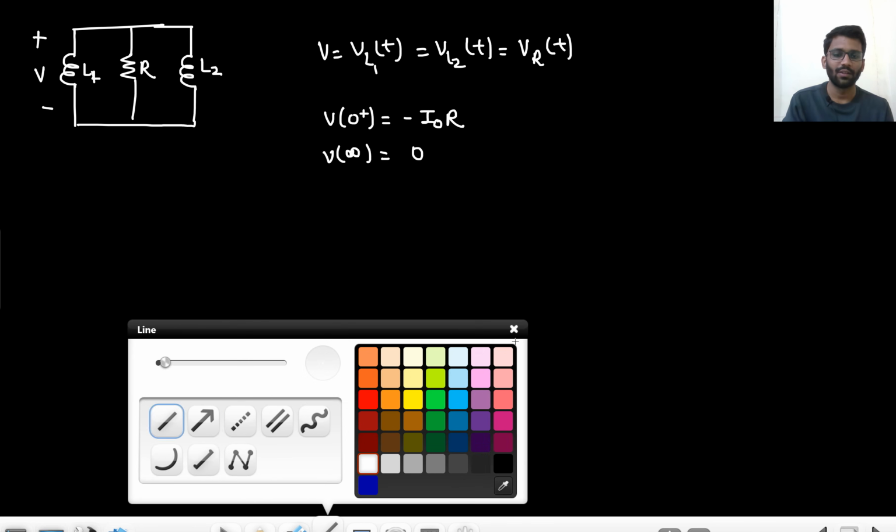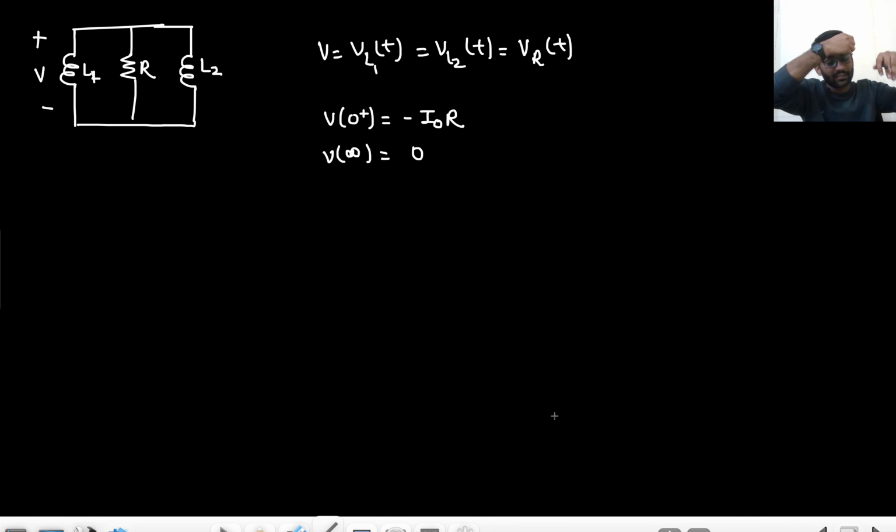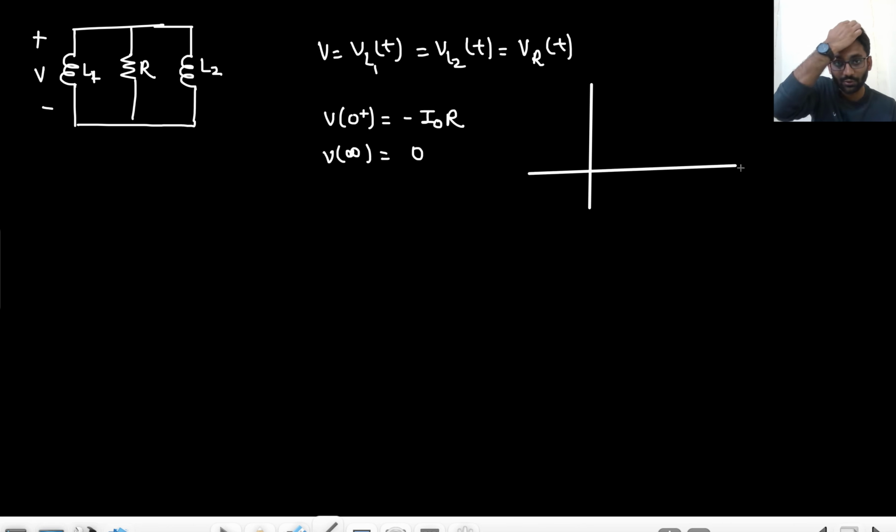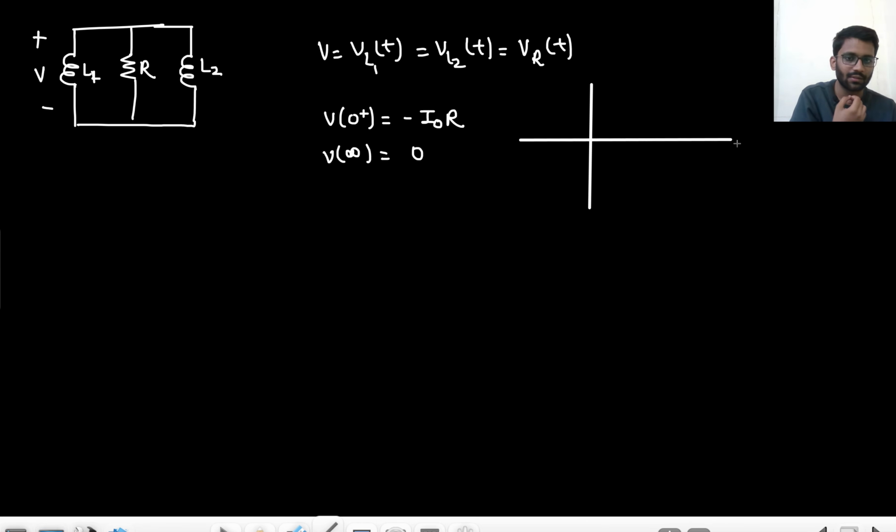Why is it 0? Because there is no change in the current through the resistance. If there is 0 current change, how much drop is it giving? 0. And also VL1 and VL2 go to 0, then only it is steady state. There will be flow of current, but the flow of current will be constant. The current was L1 I naught upon L1 plus L2. So the current flow is constant, but the voltage becomes 0. This is the graph of V(t).